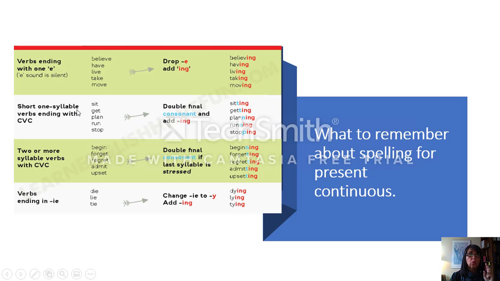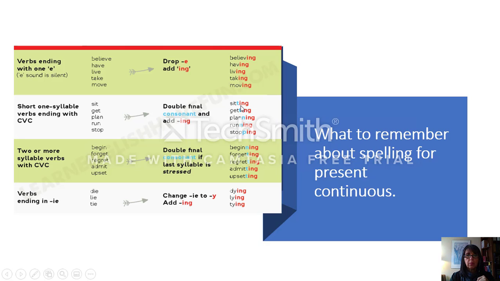Whenever you have a short one-syllable verb ending with a consonant vowel consonant, like sit, get, plan, run, stop, you are going to double the consonant here, and you're going to add the ing.